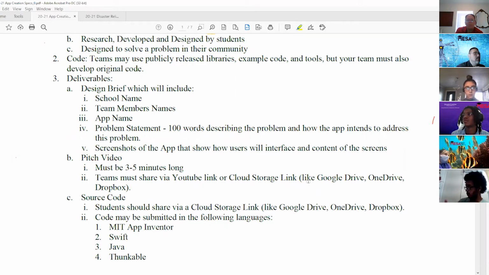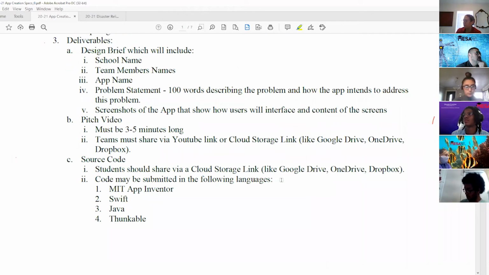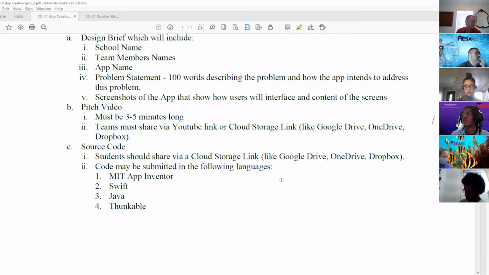And then the next thing you'll want to submit to us is your source code. Again, you'll want to share that with us via Google Drive, OneDrive, or Dropbox. Typically, we're going to be trying to look at that, and the way you'll want to share it is within your platform. So if you're using MIT App Inventor, we'll probably open your source code in MIT App Inventor. If you're doing it in Swift, we'll try to open it in Swift. Or if there's someplace else we need to open it, you can let us know, and we'll do that.